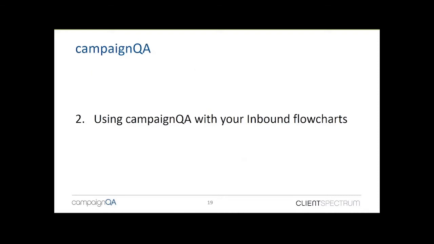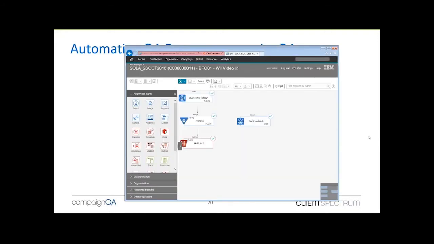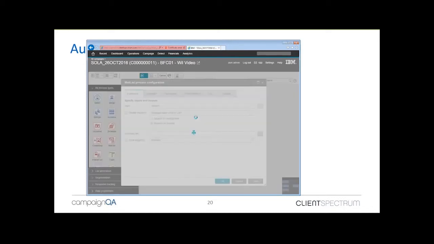So we'll talk about automating a QA process from campaignQA. I'm going to step out of the PowerPoint here, and we're just going to show a simple flowchart. It's a simple flowchart, but the concepts I think are pretty widespread. The idea here is I have a flowchart and it generates a list, and it exports to a table I call the video list.